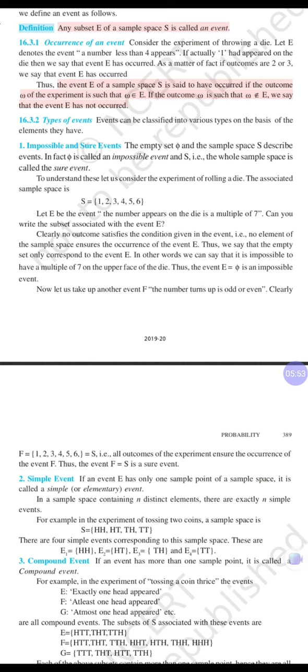H and H. The rest three are not involved in this one, so this will be a simple event. Now let's talk about compound event. If you want some event and there can be multiple elements in that event, that type of event is called a compound event. Like we have here E, F and G, it has multiple events here. Okay, so this is called a compound event.